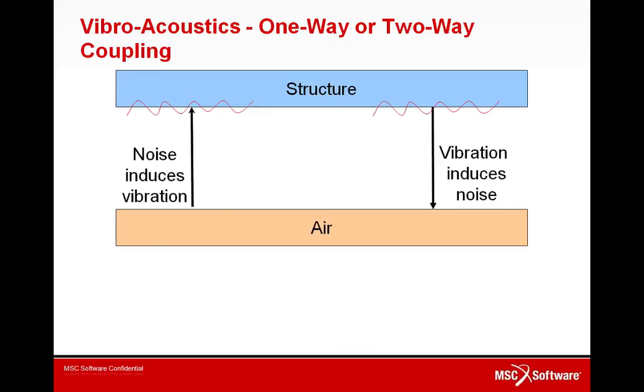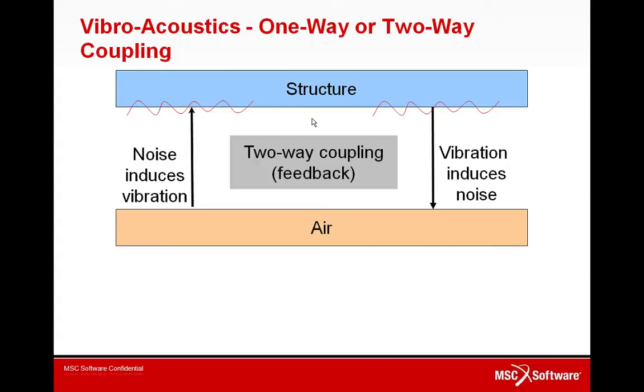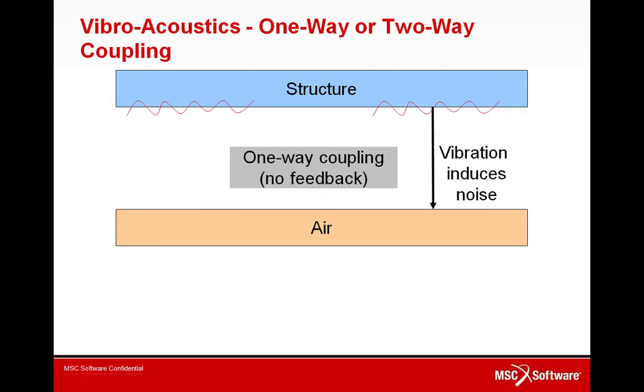A vibro-acoustic problem is basically a problem where the vibration of a structure will induce a pressure fluctuation, and the pressure fluctuation will also induce vibration in the structure. When we look at the fully coupled problem, it means that we take into account all these different interactions that occur at the same time. And when we do that, we speak about a two-way coupling or a strong coupling. But in many circumstances, we can actually neglect the retroaction or the feedback of one element on the other. And in that case, we speak about a one-way coupling or a weak coupling.